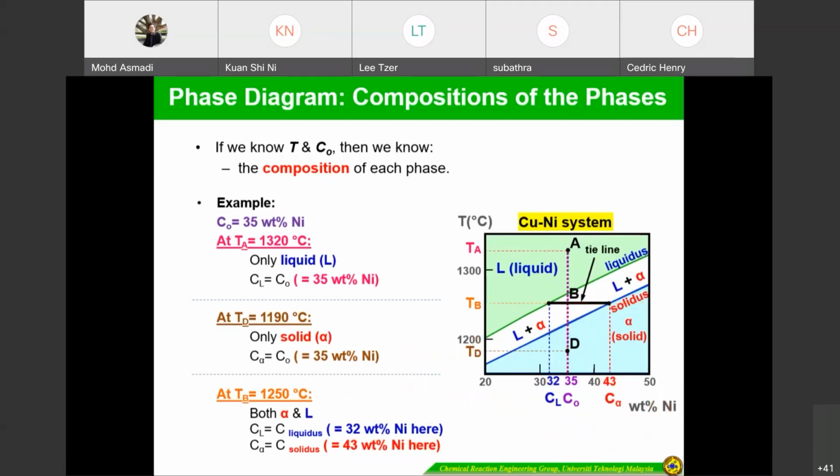This is in general, I think it's easy. Let's see how to calculate the fractions. Similarly to the composition, we use the lever rule, especially for the two-phase region, liquid and alpha. We can also calculate the fractions using this lever rule, and we will also see the microstructure development from liquid to solid, and solid to liquid, when you do solidification or melt the system.